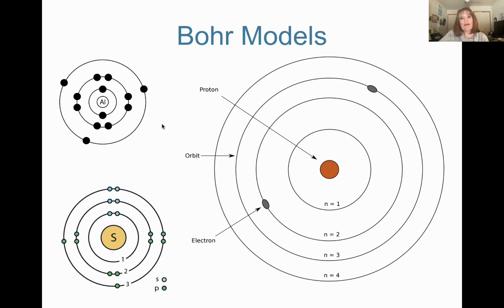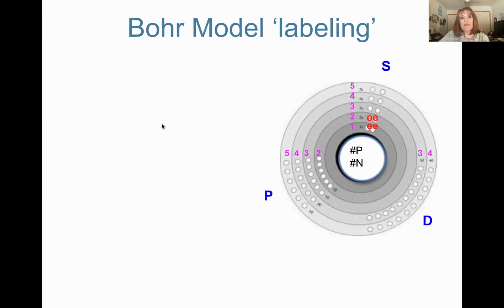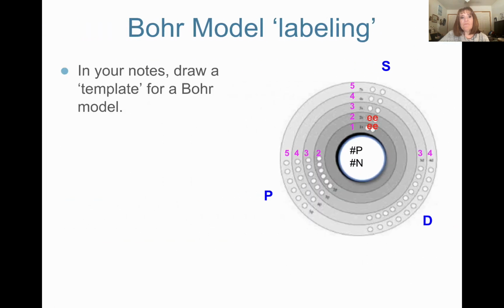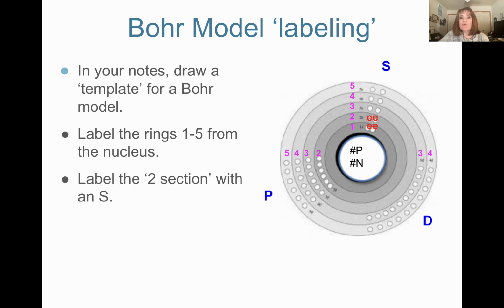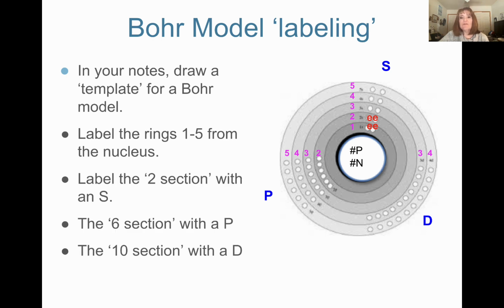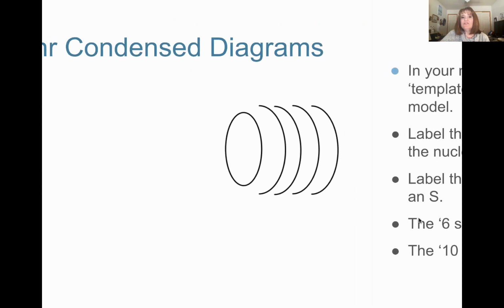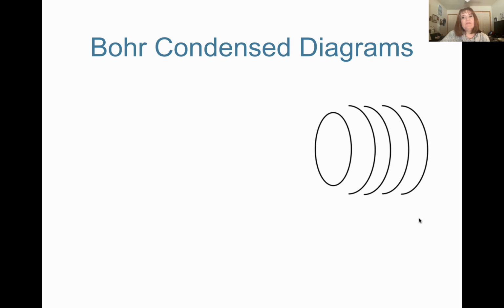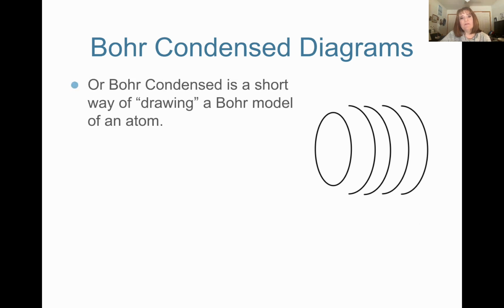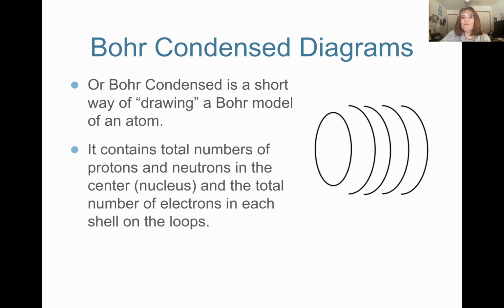To help with that, we are going to draw a condensed Bohr model. You might want a Bohr model as a template. Label the rings from the inside out. The P section holds 6, the S section holds 2, the D section holds 10, just like your periodic table. But this is what a condensed Bohr model looks like. A condensed Bohr model is just a shorter way of drawing a Bohr model that has the same information.